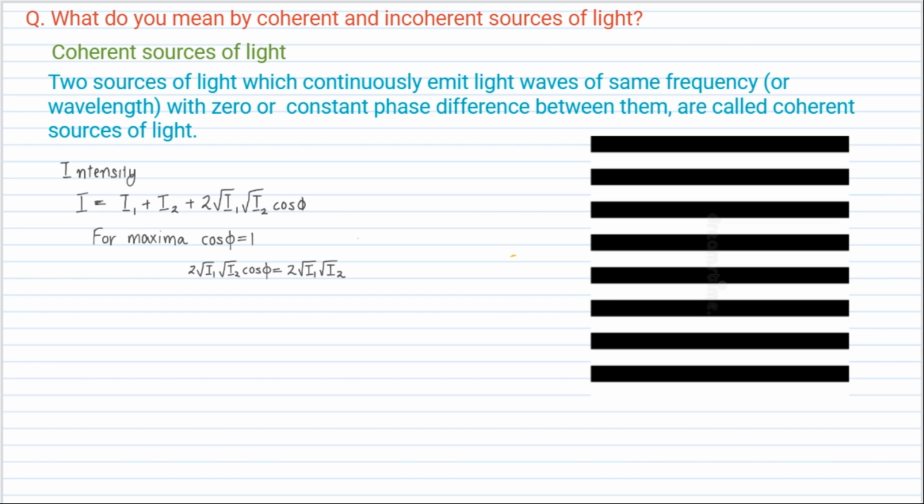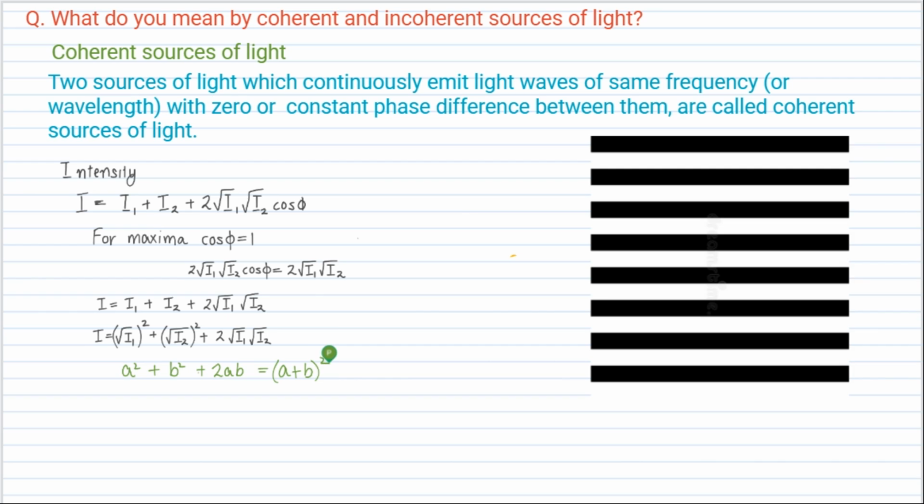If cos phi equals 1, then your interference term will simply be twice root over I1 I2. Now if I substitute this interference term here, then your intensity expression will look like this, where resultant intensity equals I1 plus I2 plus 2 root over I1 I2. Now I can also write I1 as root over I1 whole thing squared. Square this and check, are you getting I1? Yes. Similarly, I can write I2 as root over I2 whole thing squared. Now write down this term.